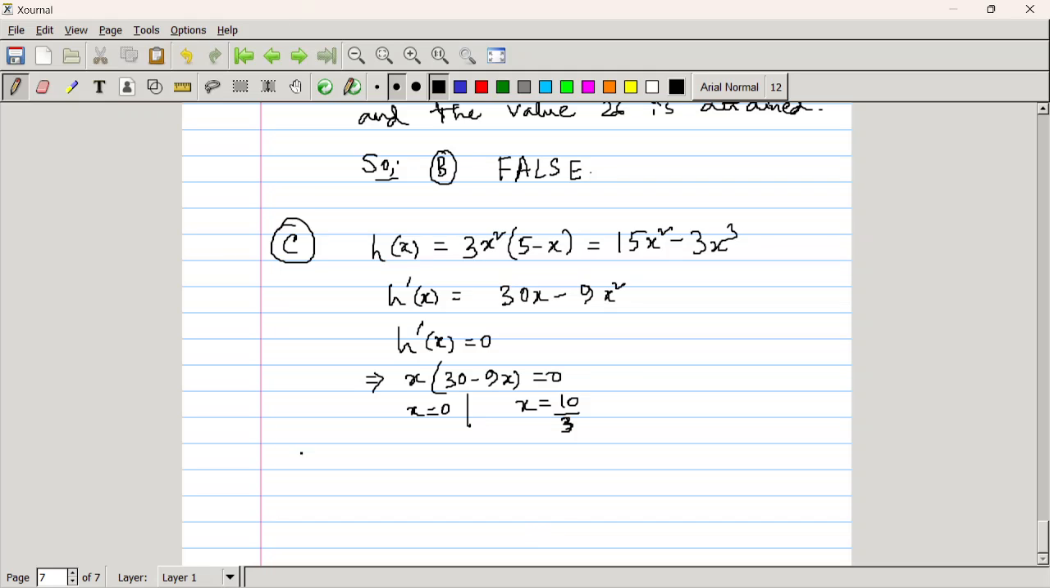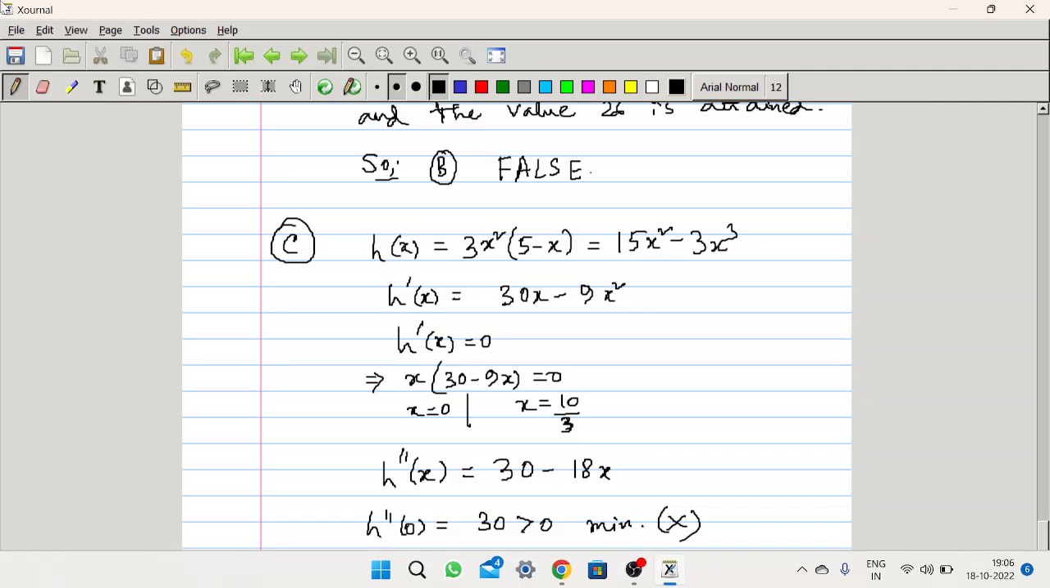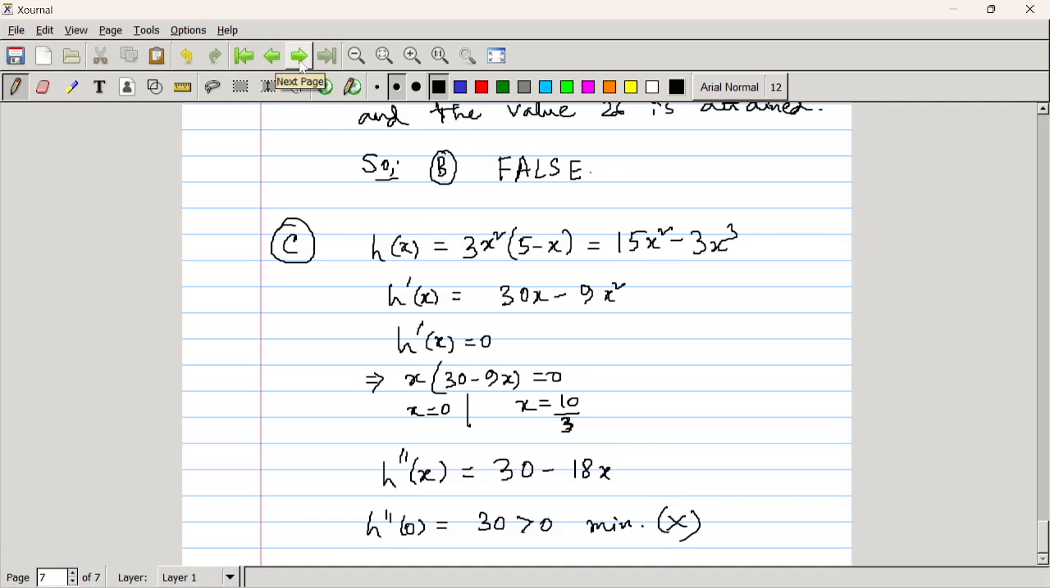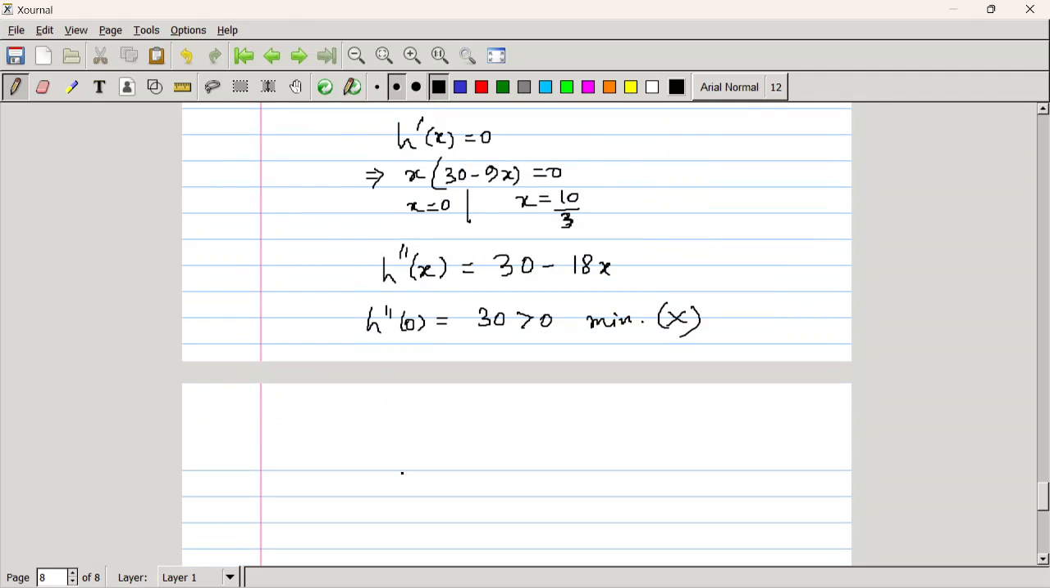These are the two points. Now what is h''(x)? That is equal to 30 minus 18x. But h''(0) is 30, which is positive, and positive means it gives a minimum value. We are interested in the maximum in this problem, so h(0) is not our feasible point. We have to find h''(10 by 3): that is 30 minus 18 into 10 by 3, that is 30 minus 60, which is minus 30, negative. That means it gives a maximum.